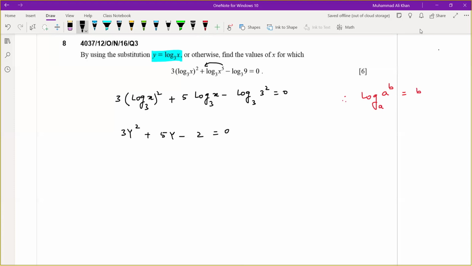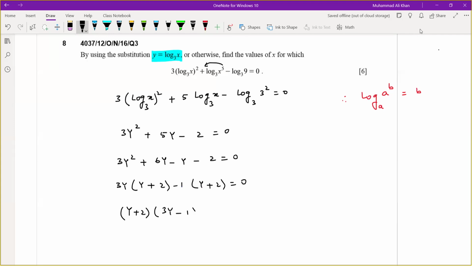Now we have to break the middle term here. So it will be 3y squared plus 6y minus y minus 2 equal to 0. 3y common, y plus 2, minus 1 common, y plus 2 equal to 0. So y plus 2 common, 3y minus 1 equal to 0. So according to this, the first value of y is minus 2 and the second value of y is 1 over 3.